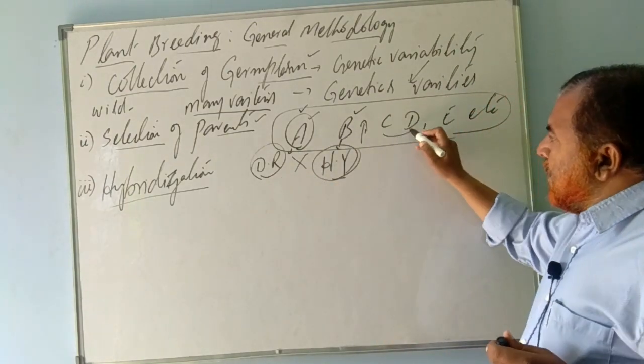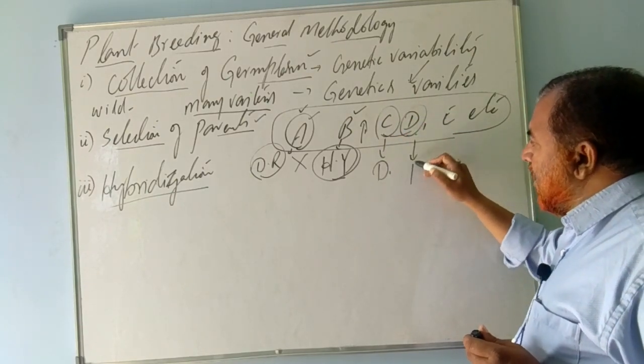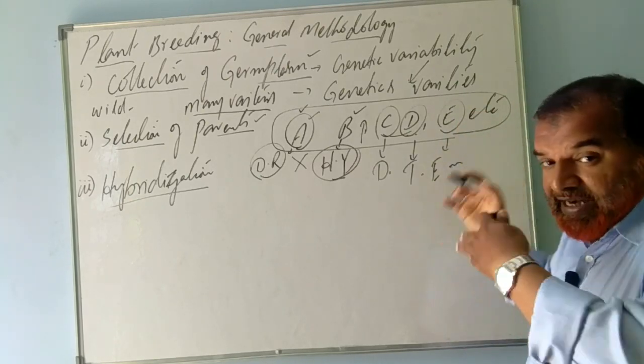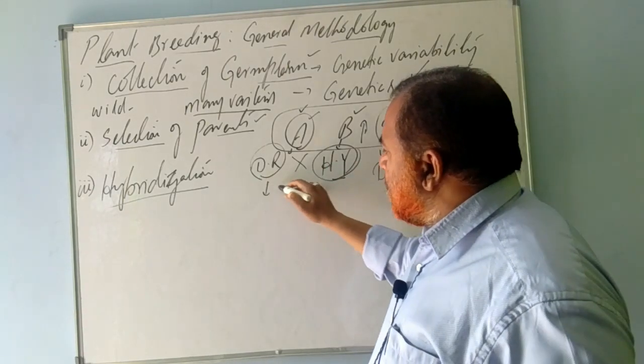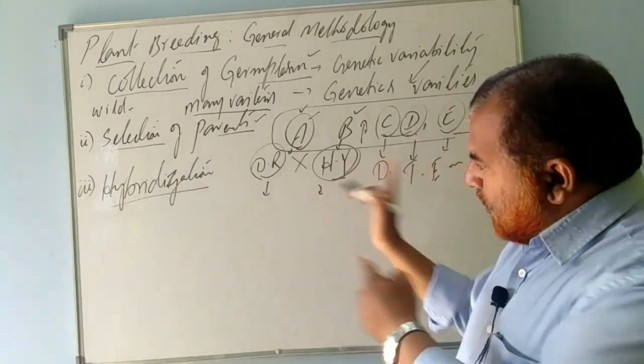This C variety may be a dwarf variety. This D variety may be a tall variety. This E may be having early maturation. Different characteristics are there. Among them, we have selected two plants. One is a disease-resistant plant. The other parent is high yielding. Now the cross has been done.